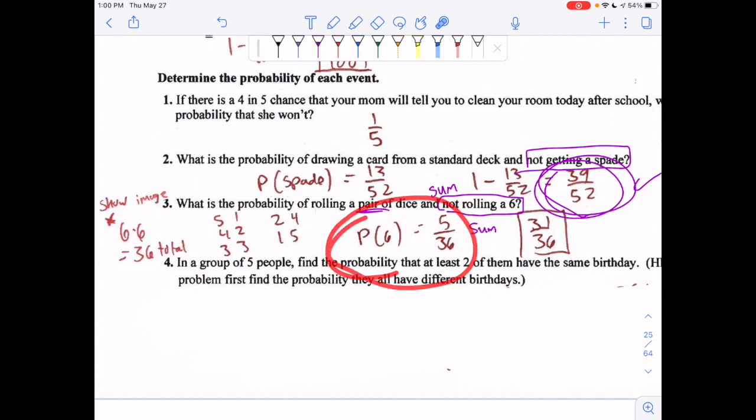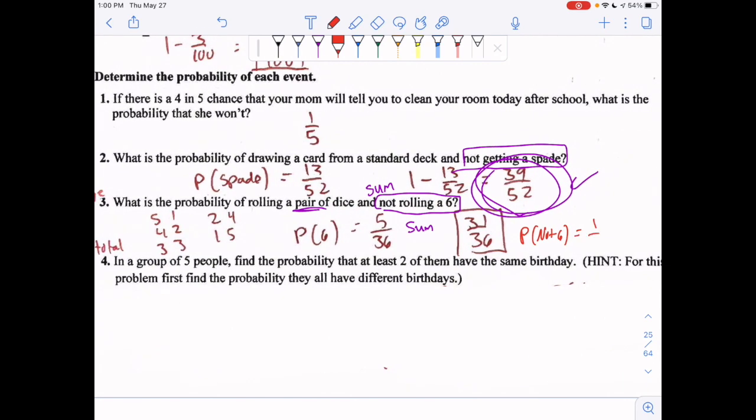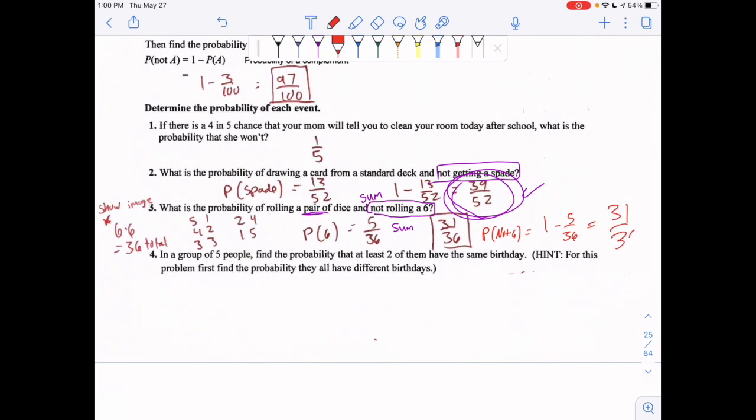So the probability of getting a 6 is 5 over 36. What you have to do with that is subtract that from 1. So the probability of not getting a 6, you just do 1 minus 5 over 36, and that should get you 31 over 36.